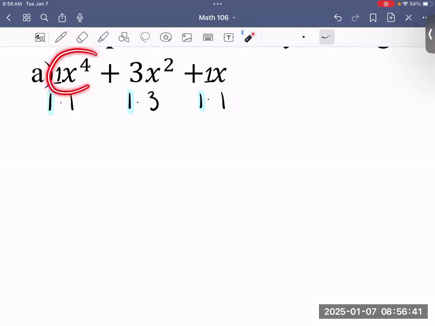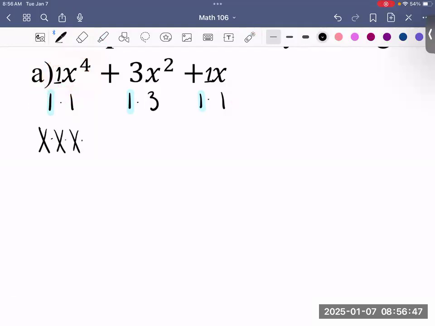Now let's take a look at this x to the 4. How many x's are actually in x to the 4th? Well, there's 4 of them. So let's go ahead and write out these 4. And again, write out these 2 and then the 1. Right? So we're really just writing out how many x's they have. And if you had more of your variables, you can keep writing them all out.